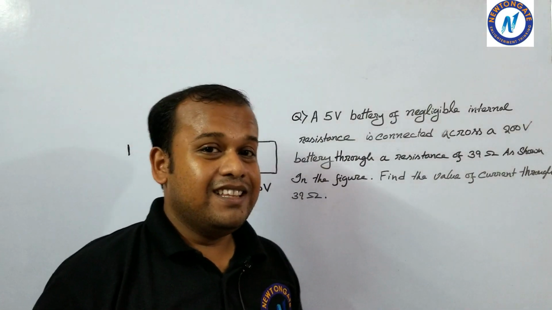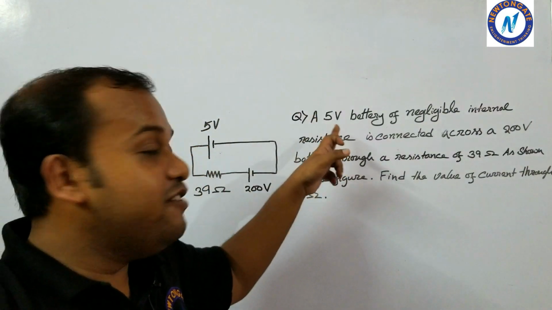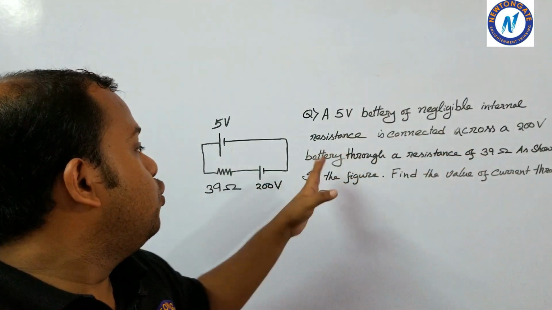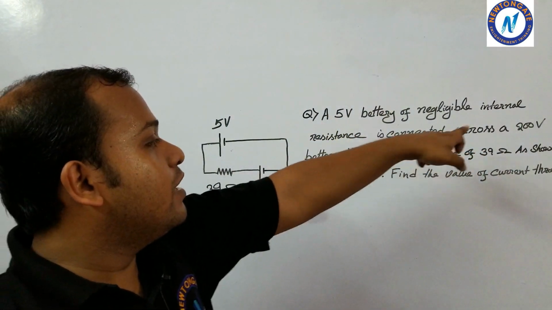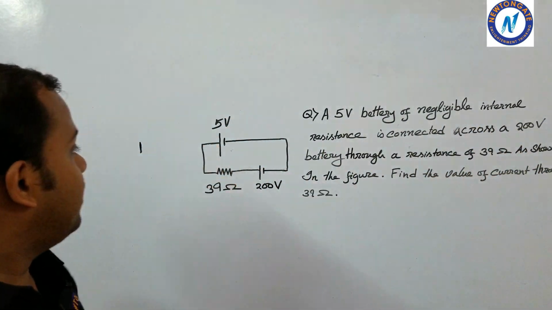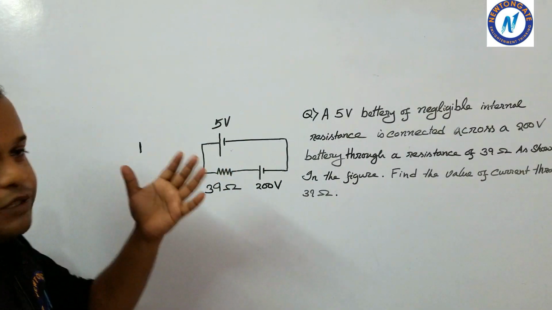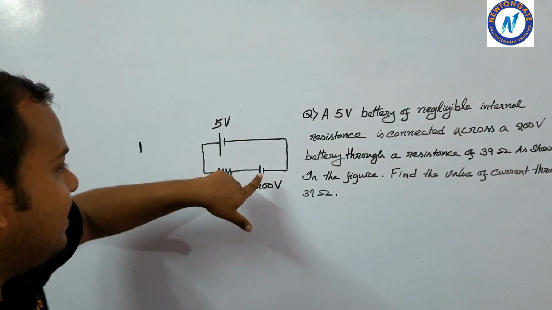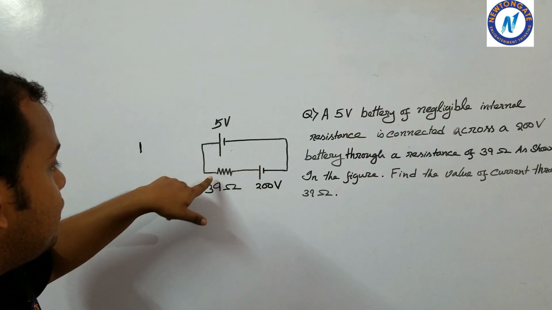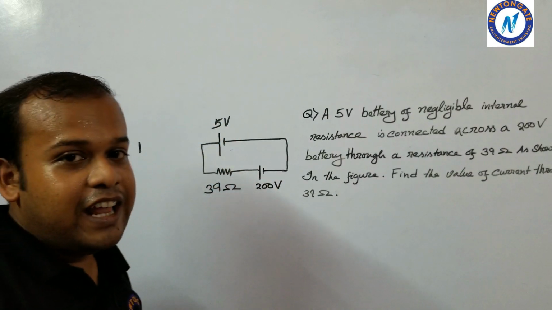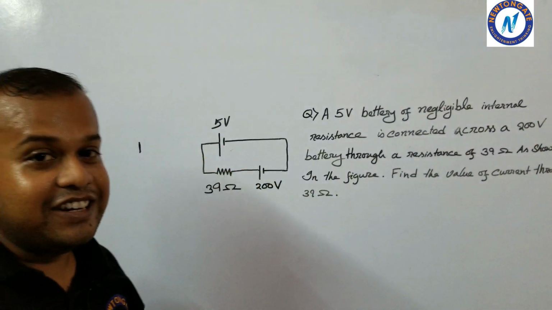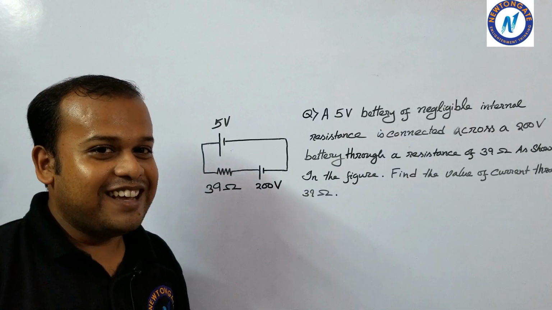Now the next question says that a 5-volt battery of negligible internal resistance is connected across a 200-volt battery through a resistance of 39 ohms as shown in the figure. So this is the figure. Now in the figure, this is the 5-volt battery which is of negligible internal resistance, and this is connected across a 200-volt battery, and the resistance through which this battery is connected is 39 ohms, and we have to find out the current through this resistance of 39 ohms. So let us see how to find this out.